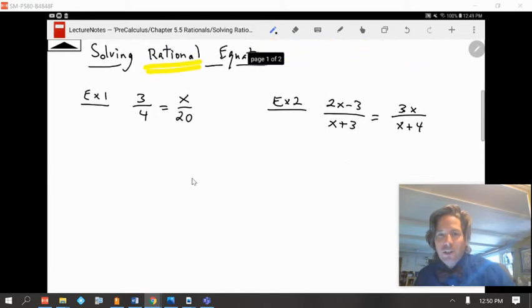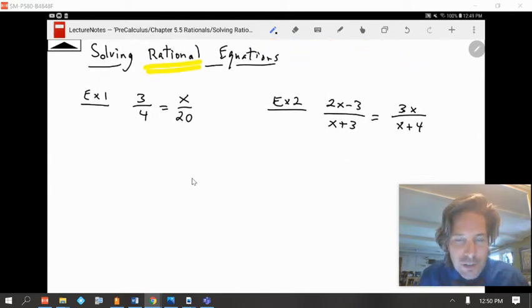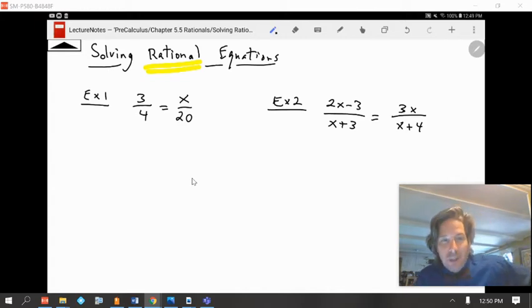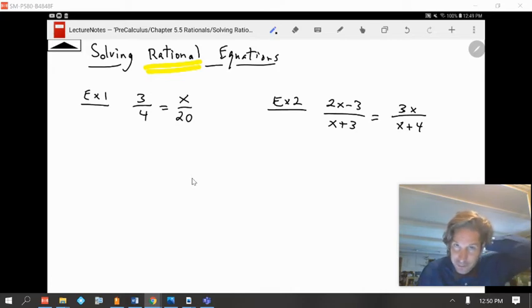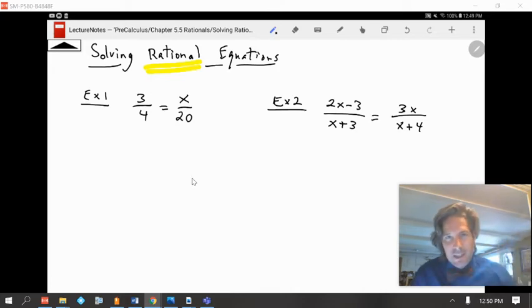So from solving equations to solving rational equations. Equations with fractions. Equations that have rational expressions. Like in example 1, you have 3/4. That's just a normal looking fraction. Nothing too scary about that one. But the x over 20 has a variable. Well, that's what we want to solve for, right? We want to solve for that variable.